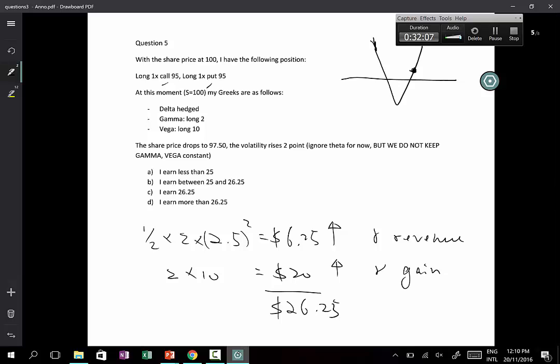Gamma and Vega are not constant. It's true, but it says ignore theta for now, but we do not keep gamma and Vega constant. Well, in that case, shouldn't you be making less? Because the price now drops.